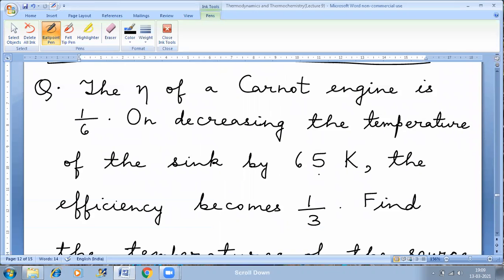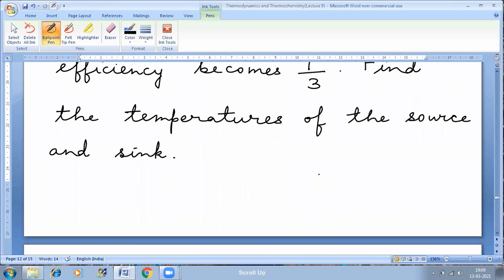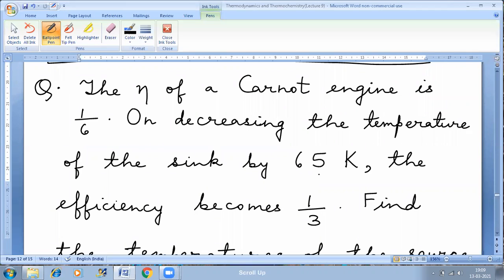Let's look at a question. The efficiency of a Carnot engine is 1 upon 6. On decreasing the temperature of the sink by 65 Kelvin, the efficiency becomes 1 upon 3. Find the temperatures of the source and the sink. So efficiency of a Carnot engine is given to us. That is 1 upon 6. So the value of eta is 1 upon 6.